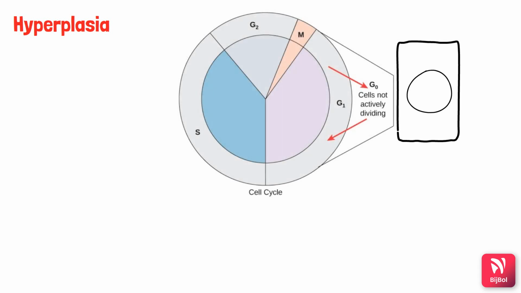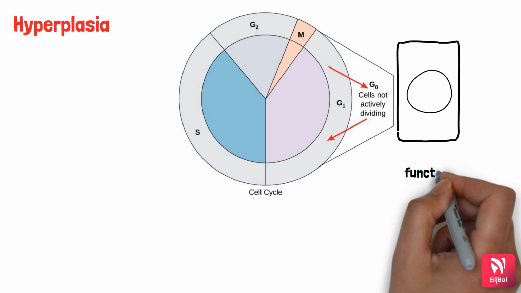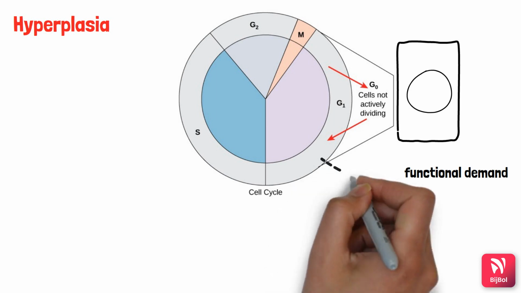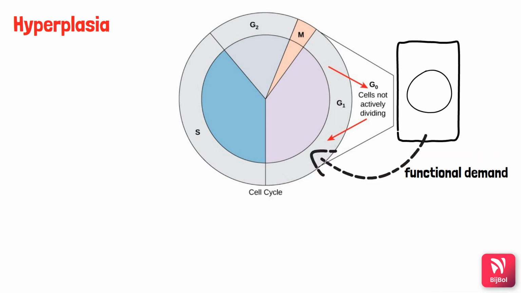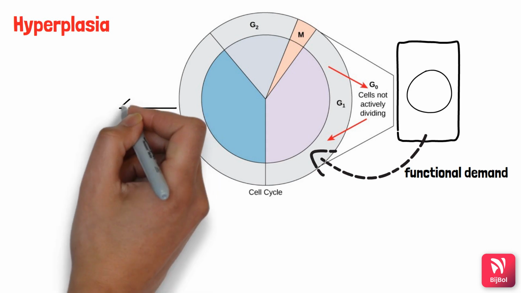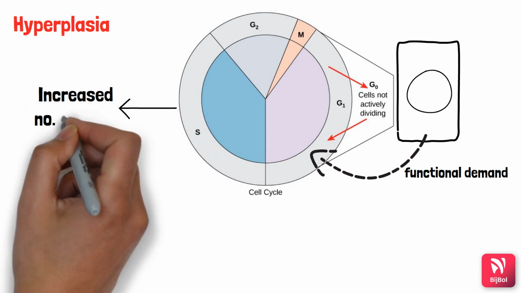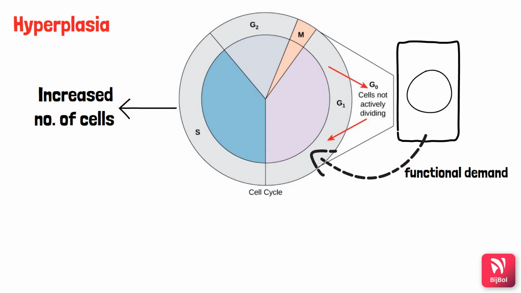So if we see, this is a cell cycle wherein G1, S, G2 and M phases are there. Okay, now because of functional demand, our cell is in the resting phase, that is the G0 phase. As functional demand is more, from G0 our cell will go into G1 phase and then it will undergo the whole cell cycle and undergo mitosis, that is cell division, and repeated cell divisions result in an increased number of cells. So this is called hyperplasia.